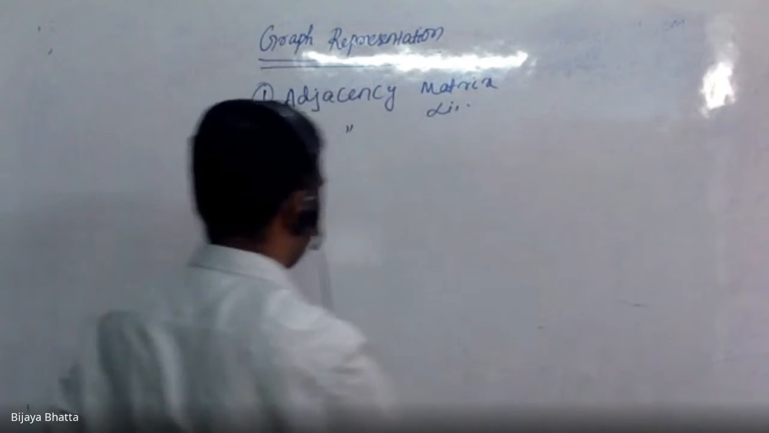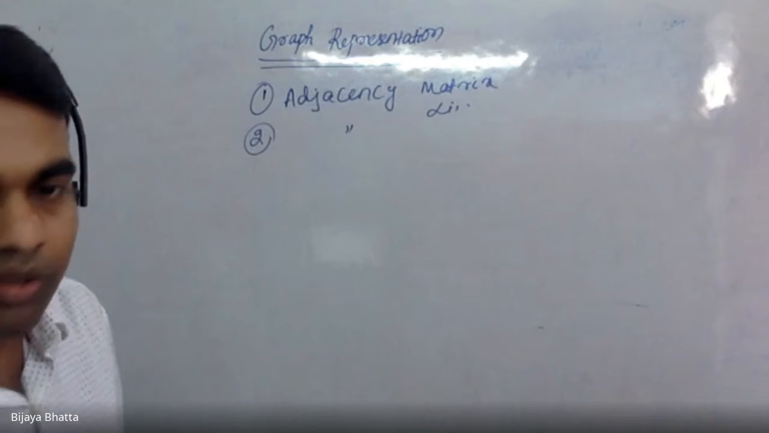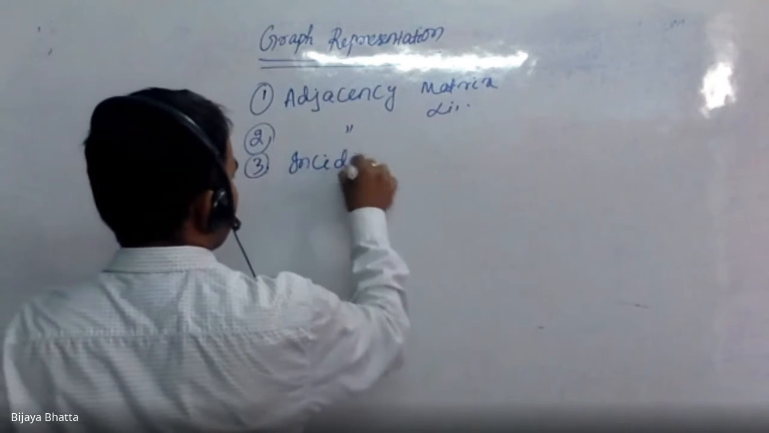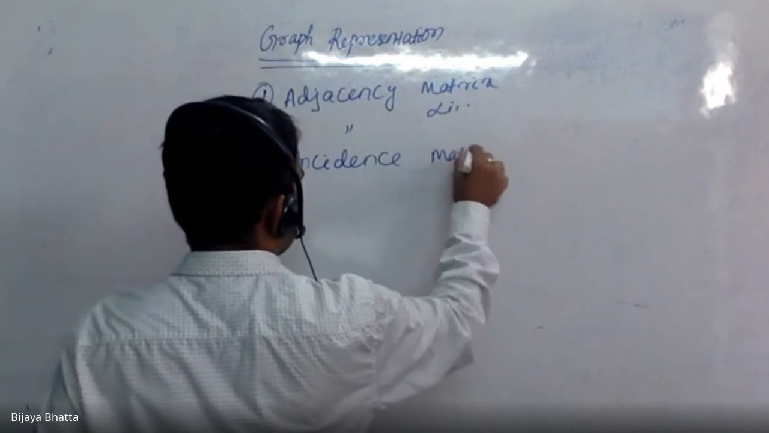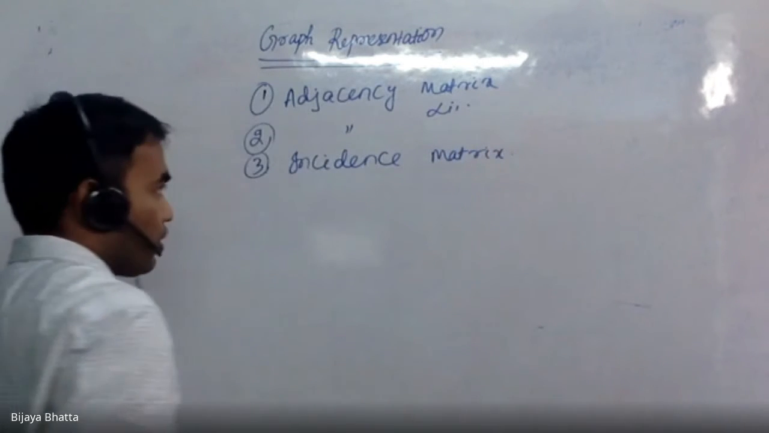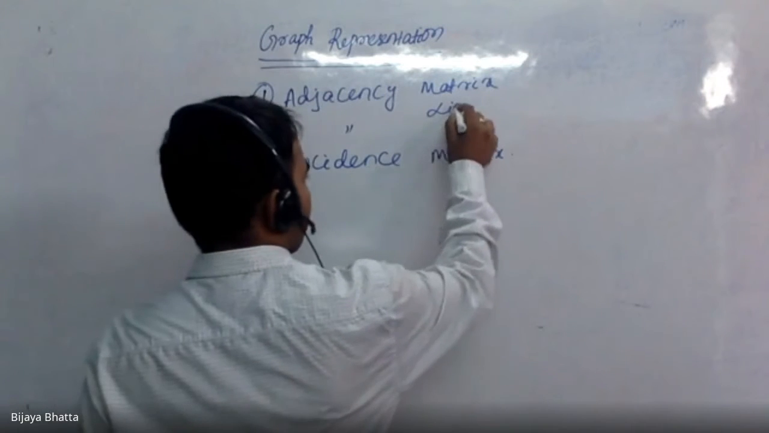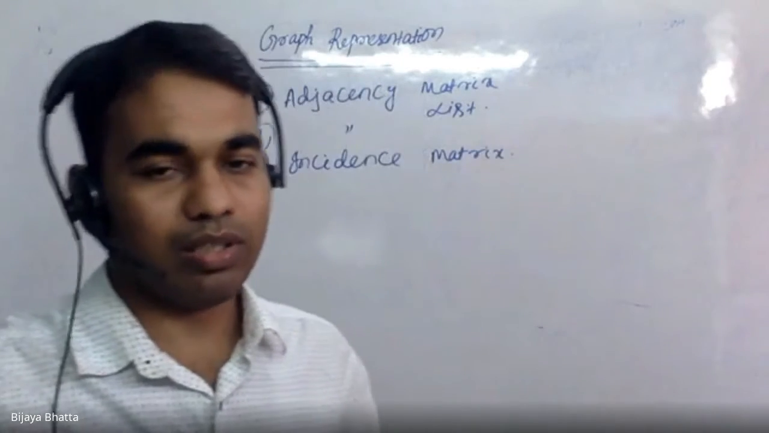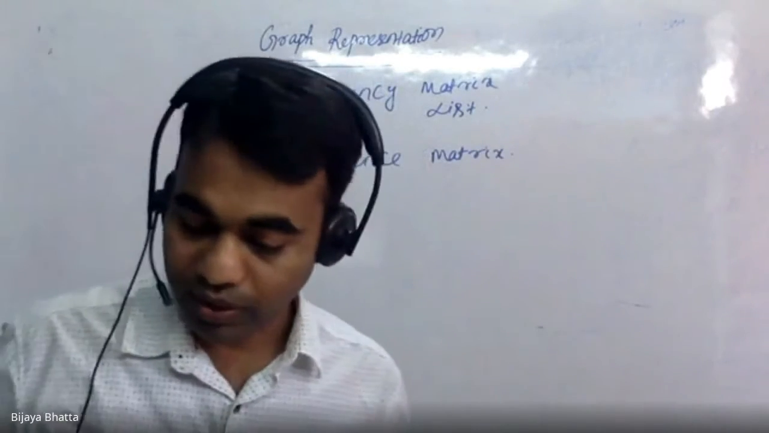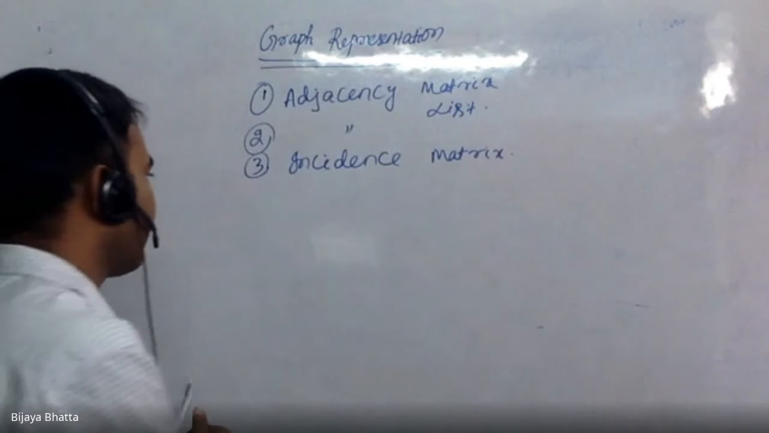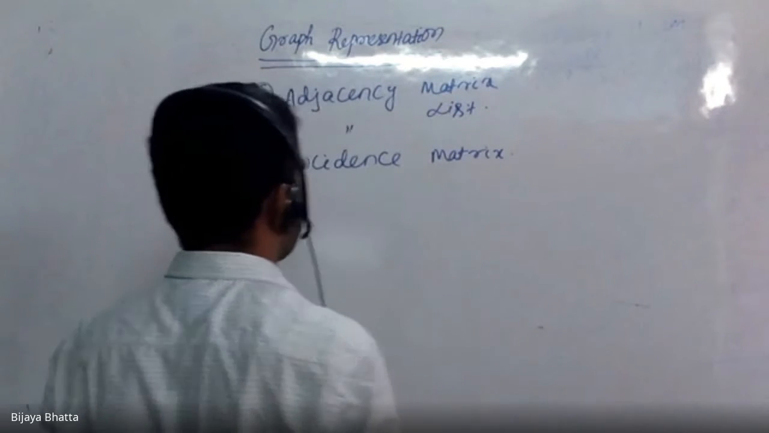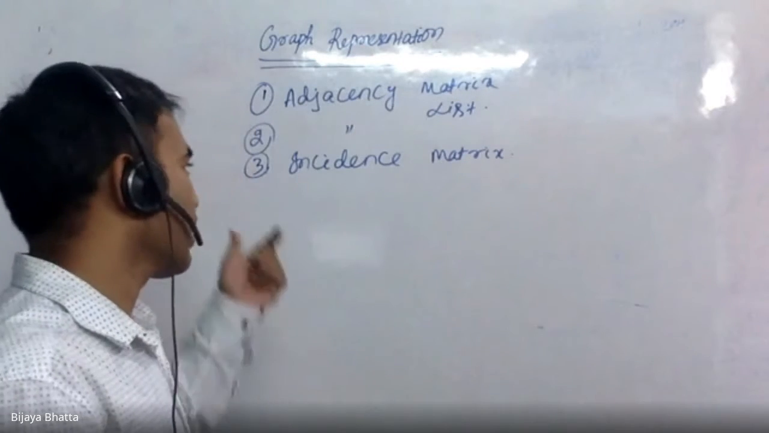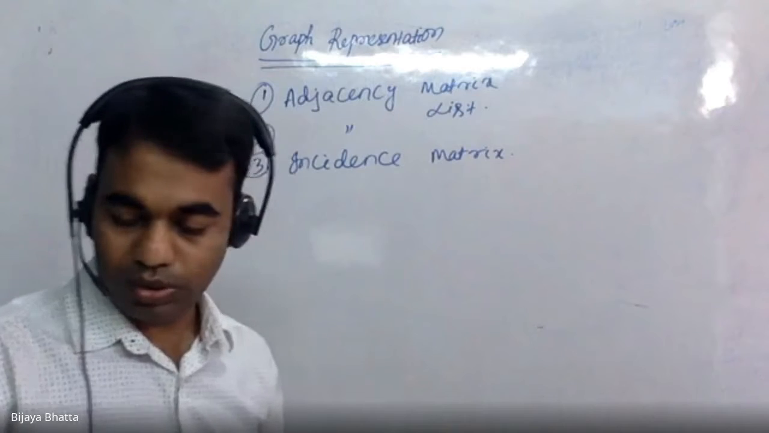Third one is incidence matrix. Here also we'll see if the list is there. So these are the major three types of representation that happen. There can be different representations also that we can think of depending upon your requirement. But anyway, these are the major three types of graph representation. So let's understand one by one.